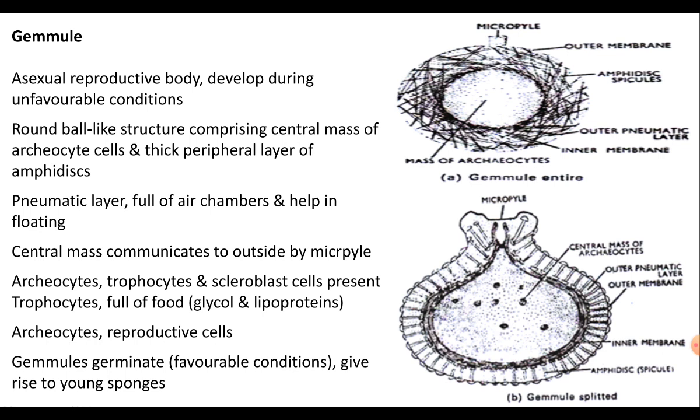Around this group of archaeocytes, a protective layer is formed, and each gemmule shows a central group of archaeocytes around which are an inner and outer chitinous layer. Around this, a pneumatic coat is formed, and this coat is supported by small amphidisc spicules, whereas the outer coat shows an opening called the micropyle.